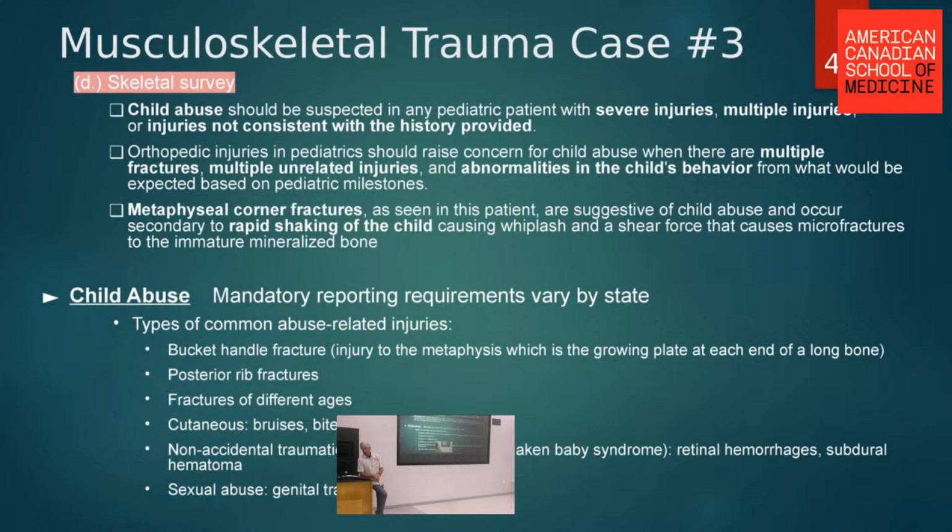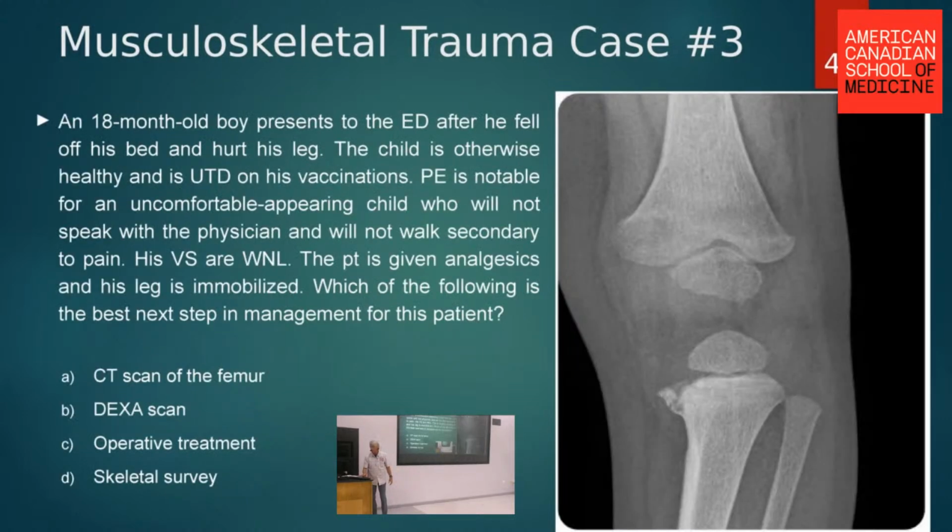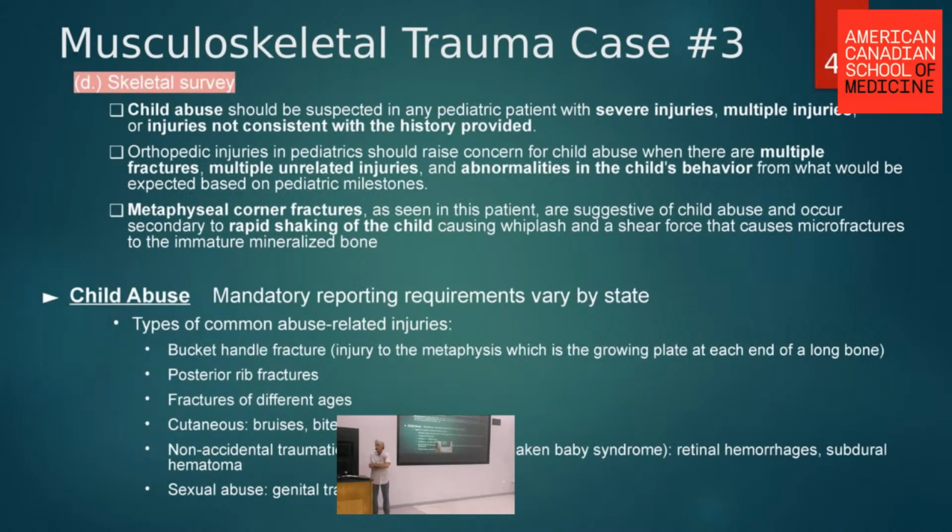This particular type of fracture, this metaphyseal corner fracture that you see in that previous one, that's not what you typically see if a child falls off of a bed. Maybe you'll see a little wrist injury or something. It takes a lot of force for that. This is a twisting or forceful type of injury. This type of fracture is suggestive of child abuse. It's actually called a bucket handle fracture. It's at the end of the growth plate at each end of the long bone.